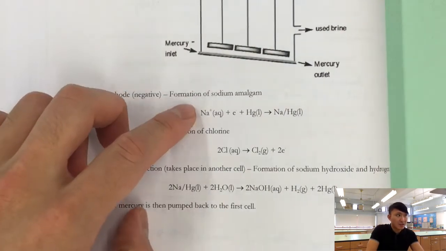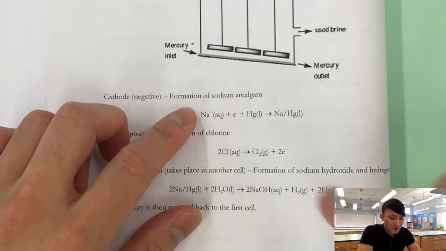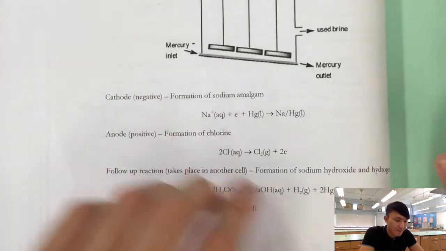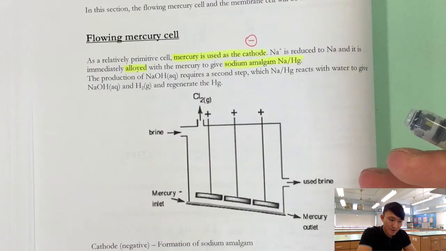Make sure this equation is different from what we have expected. So this one you need to memorize. Okay? So this is the first design of cell that you have to learn.